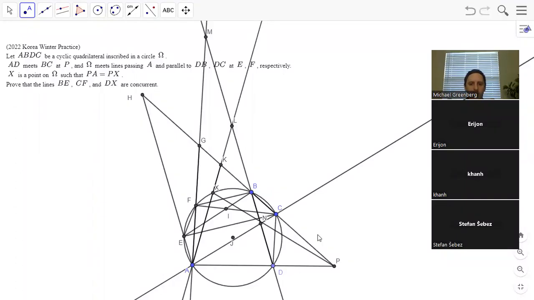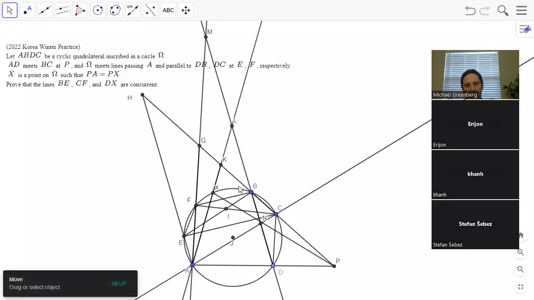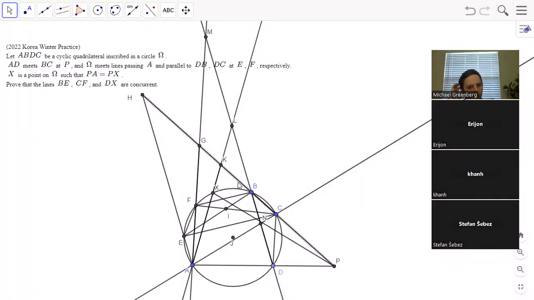All right. Whereas if we did this one, then we'd have to show it's some inversion about some other point, right?